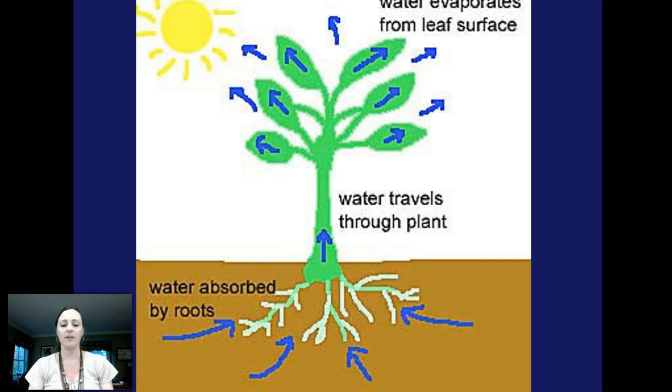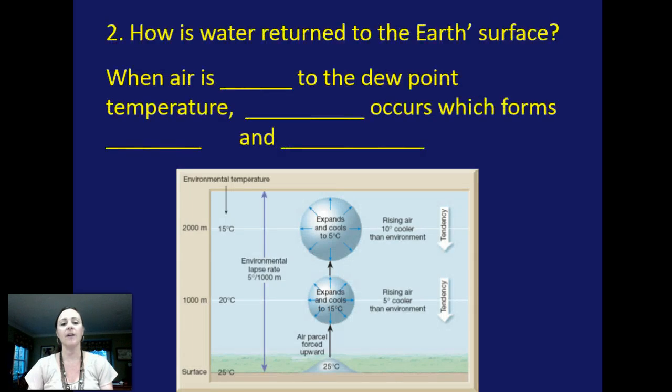Well, here we have the roots that absorb the water at the bottom of the plant. Water travels through the plant in an action known as capillary action, which we'll talk about in another few weeks. And then the water evaporates off of the leaf surface and goes back into the air. That's transpiration. Evaporation occurs from all other surfaces.